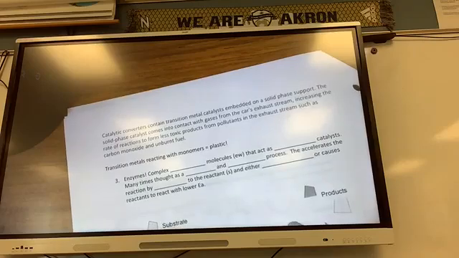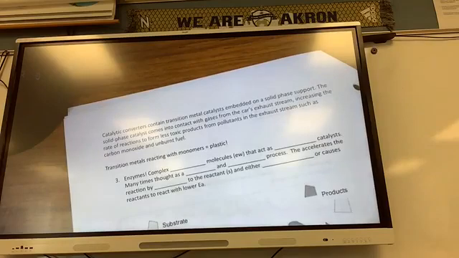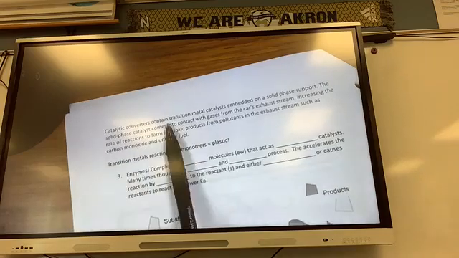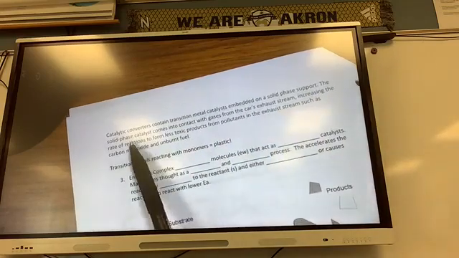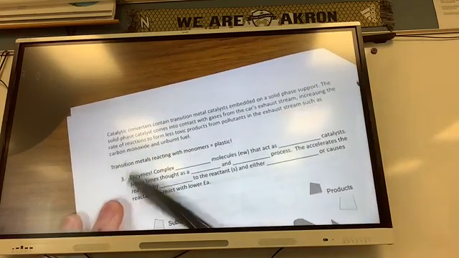Catalytic converters. Who's ever heard of a catalytic converter? Where do you find them? On a car. That's what they steal. Here's why. They contain a transition metal catalyst embedded on a solid phase support.